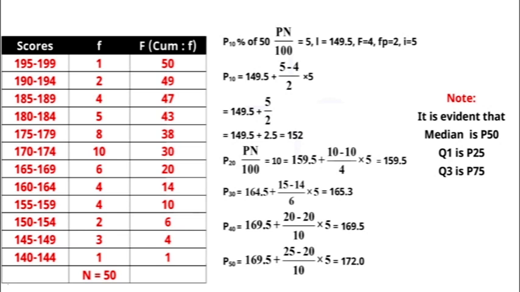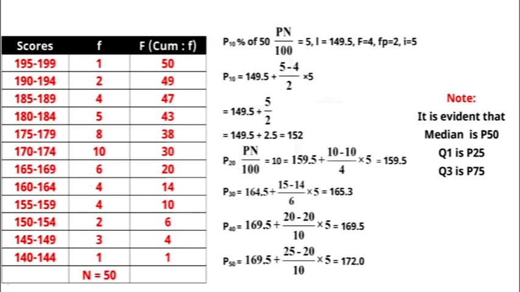Now, what is f? The actual frequency of the class interval in which Pn upon 100 is coming. Pn upon 100 is coming in 150 to 154, so the frequency is 2. I is the size of the class interval, that is 5. So, put the values in, 149.5 plus, solve it, and this value comes to 152. It means that 152 is the score above which 90% of cases lie and below which 10% of cases lie. So, this is the calculation by the formula.